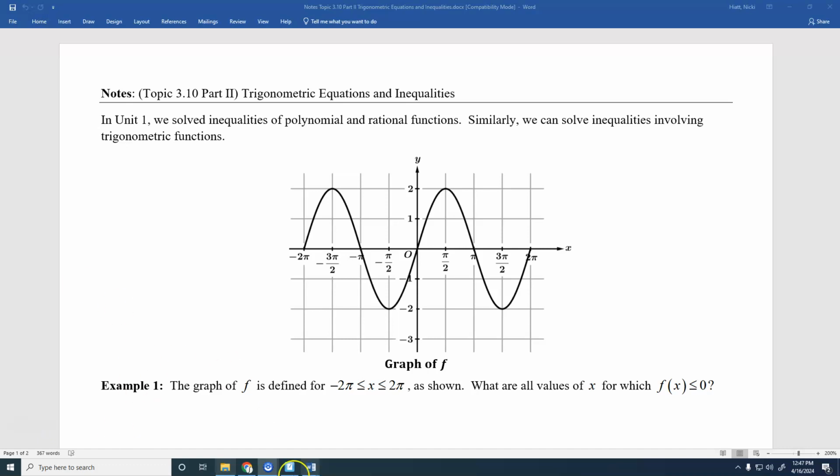He gives us a graph. He says the graph of f is defined from negative 2 pi to 2 pi, as shown. What are all the values of x for which f of x is less than or equal to 0? Now, he didn't give us an equation for this at all. What is the equation for that graph, though, if we wanted to know? What is that the graph of?